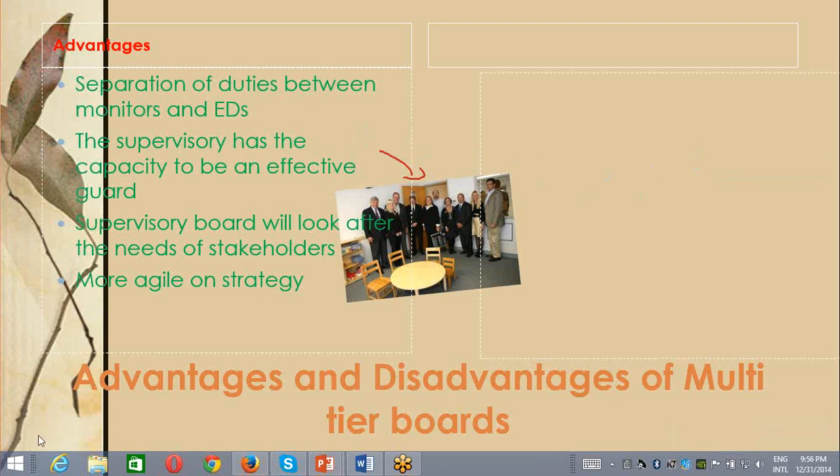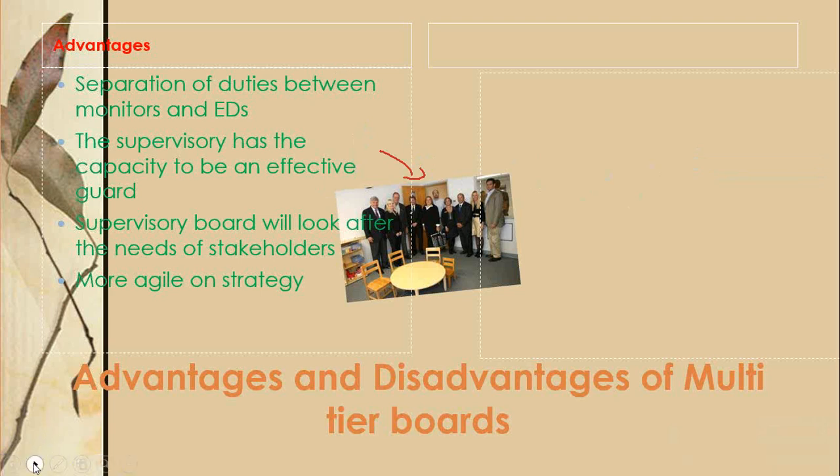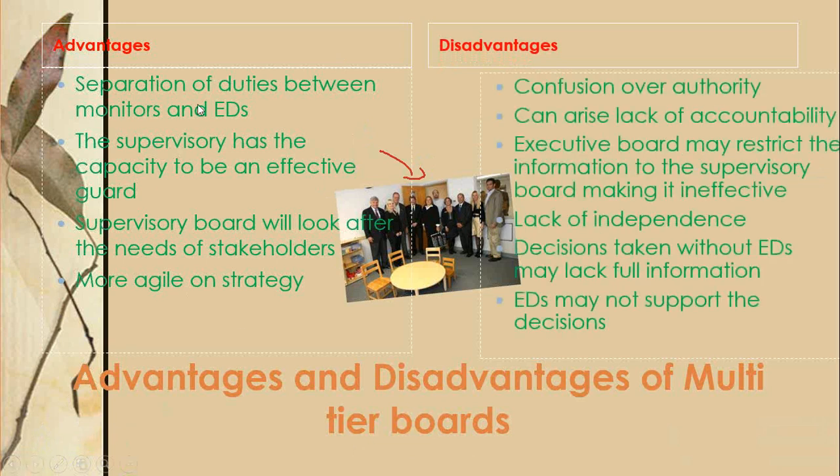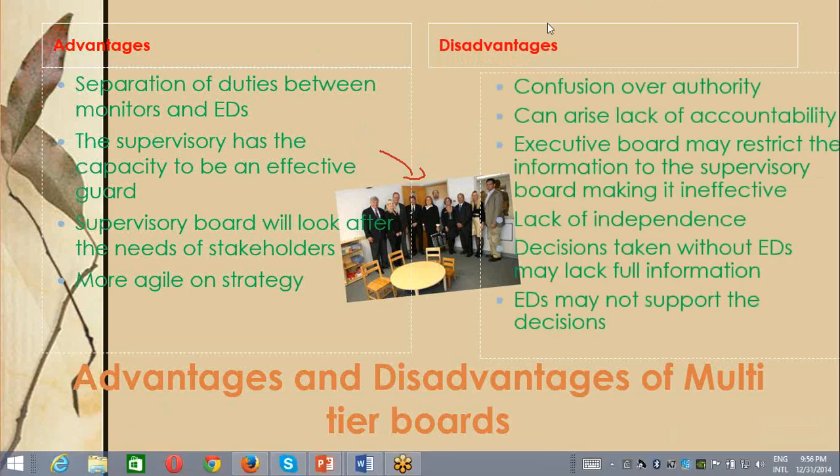So the next one is, what are the disadvantages of this 2-tier board? There's confusion over authority, because who has to do what? The two sets of people are sitting at two different tables, in two different meetings. So there's always confusion. Who can do what?